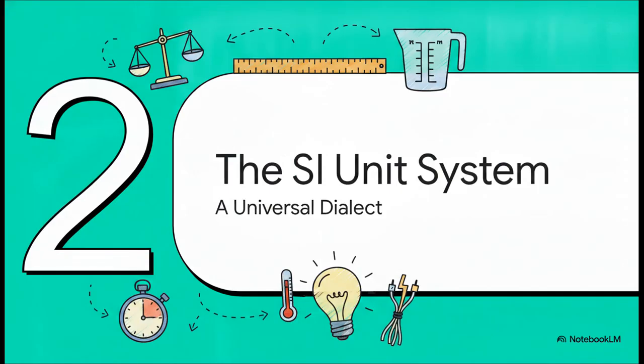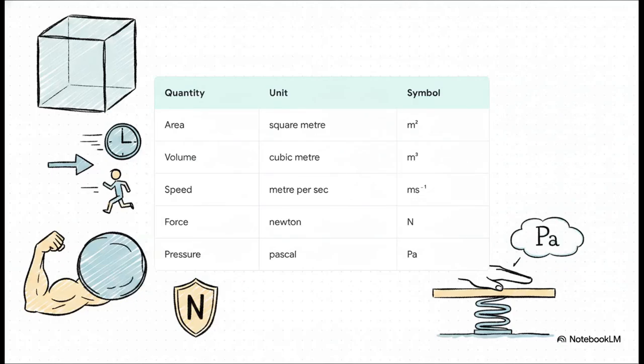Moving right along to Section 2, the SI unit system. Now that we have our alphabet, we desperately need a universal dialect. This is where things get really cool. Base units combine brilliantly to measure some pretty complex phenomena. Look at area and volume. They're really just meters squared and meters cubed, right? Speed simply takes meters and divides by seconds. And when things get super complex, like force or pressure, we actually give those derived units special names, like the Newton or the Pascal, just to honor the brilliant scientists who figured them out.